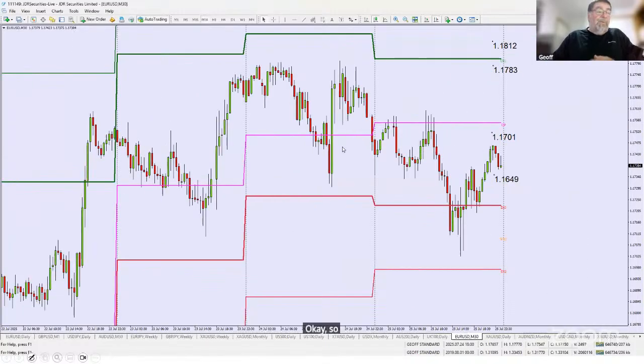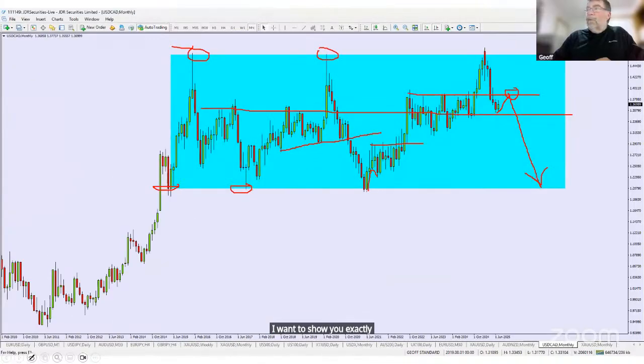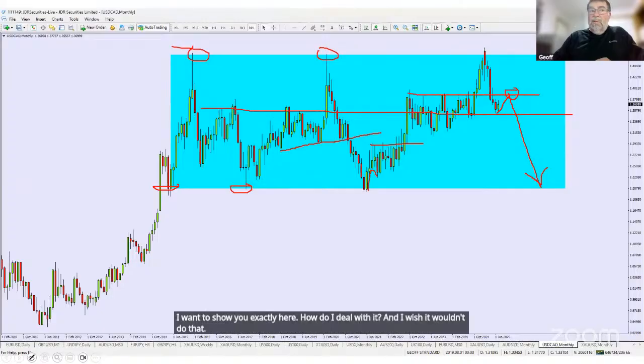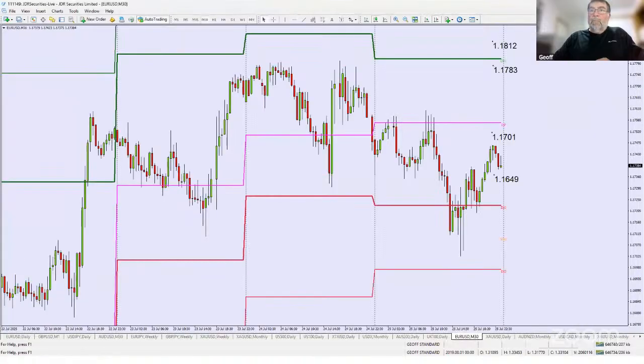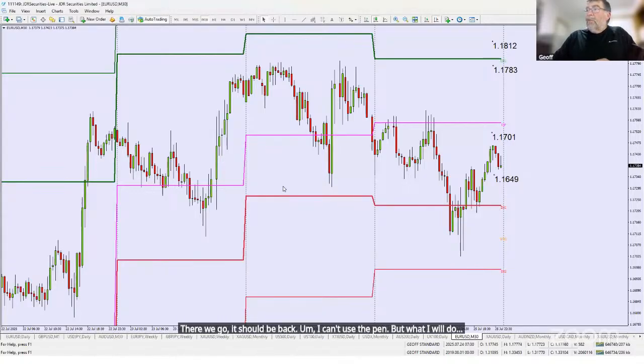Okay, so here's roughly how I trade this. I'll be doing a course on this at the end of the year, I think, but I want to show you exactly here how I deal with it. Sorry, guys. I'll get back to that chart as soon as I possibly can. There we go. It should be back. I can't use the pen, but what I will do is show you exactly what I'm doing.